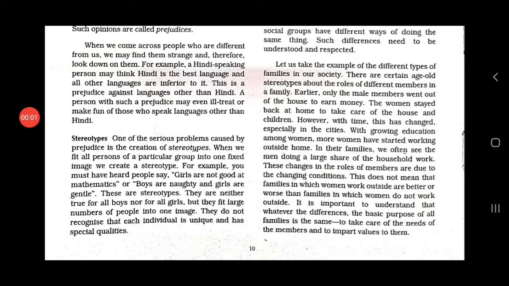So this is a stereotype which we people have created. The main purpose of both types of families is the same. What is the main purpose of both types of families? To take care of the needs of all the members of the family, which both types of families are doing. So there is no need to create such a stereotype. Understood?